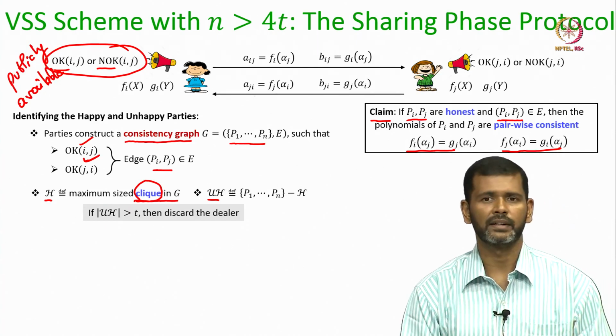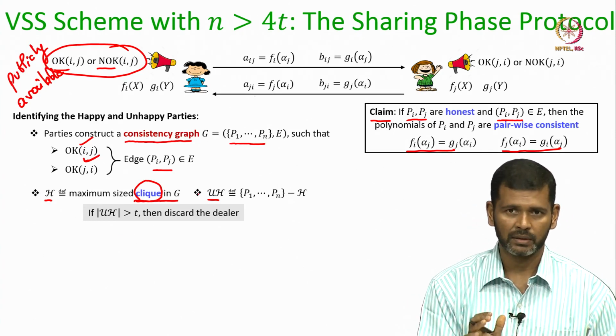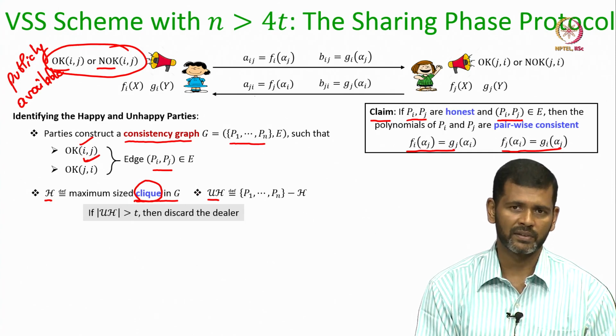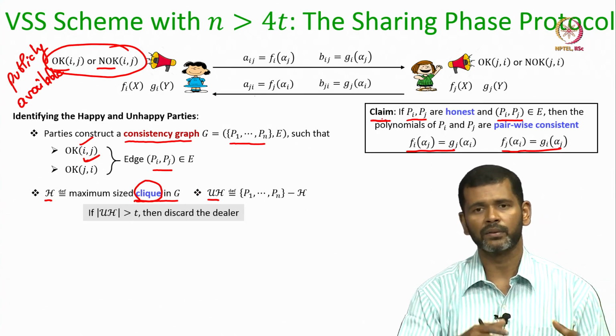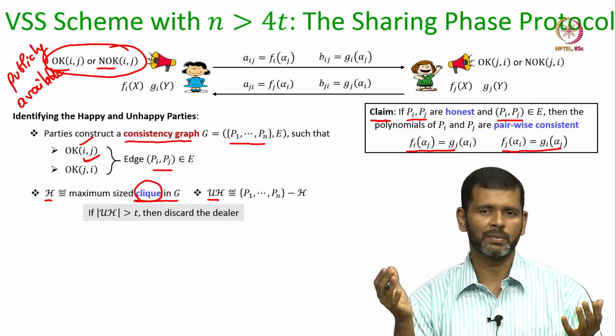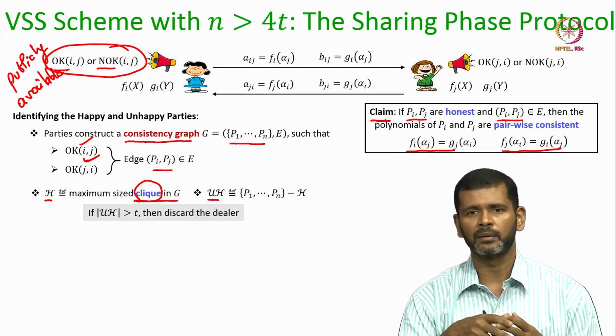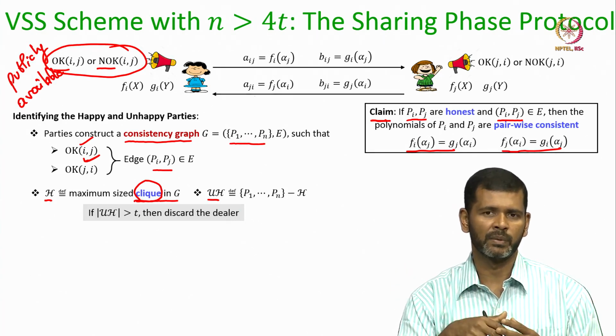Now, why does this sanity check make sense here? Because if the dealer is honest, then all the honest parties in the system will be pairwise consistent because of this claim, because the dealer will be giving consistent row and column polynomials to all the honest parties, and as a result of that the pairwise consistency check between every pair of honest parties will be positive.